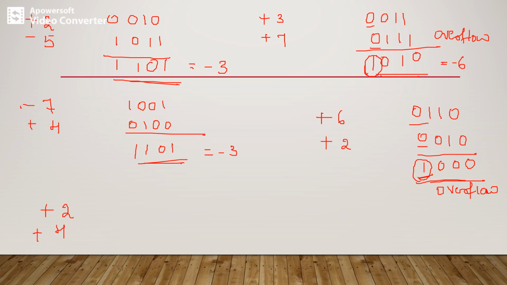The next example is +2 plus +4. 2 means 0, 0, 1, 0. 4 means 0, 1, 0, 0. We will get 0, 1, 1, 0. Since both the numbers are positive, the result is also positive. So this is equivalent to +6, no overflow. So this is how we can check whether arithmetic overflow occurred after performing the addition operation with respect to two given signed integers.